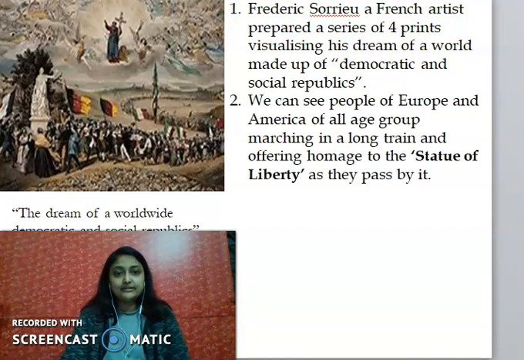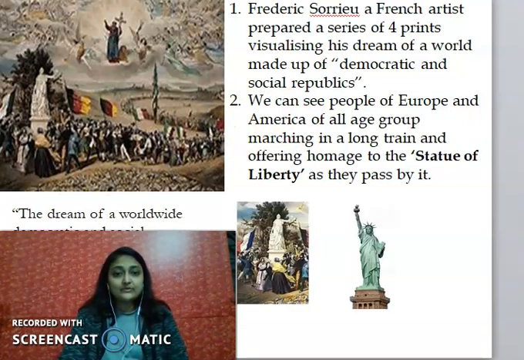The second point is we can see people from different countries. Let's see. First is Europe and America. The front people who have already moved ahead paying their homage to the Statue of Liberty are the people from Europe and America. Now America, because Americans were already called a nation state. That is the reason. Nation state means they have already got independence. Now the next one is, as I already said, this is the present Statue of Liberty, and this is the one which is a vision of the artist.